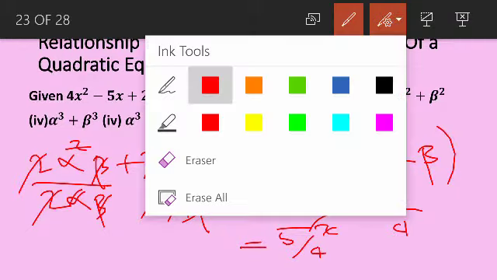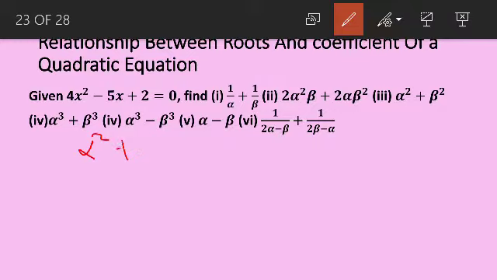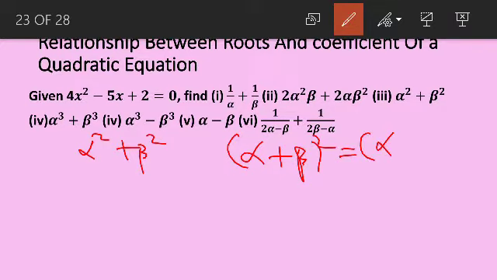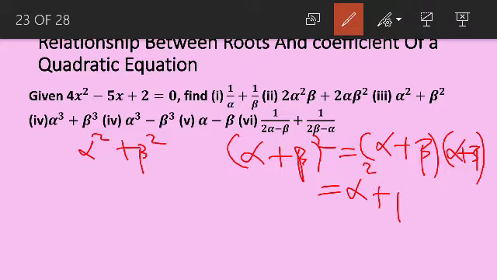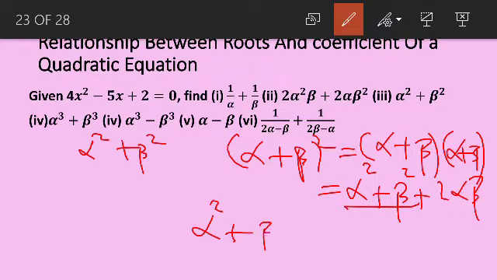Okay, that leads us to the next one, which is alpha squared plus beta squared. The best way to get the expression for alpha squared plus beta squared is by expanding alpha plus beta all squared. It makes the job easier. Expanding this gives us alpha plus beta times alpha plus beta, which when we open the brackets, gives alpha squared plus beta squared plus 2 alpha beta. If we make alpha squared plus beta squared the subject of the formula, it is alpha plus beta all squared minus 2 alpha beta.